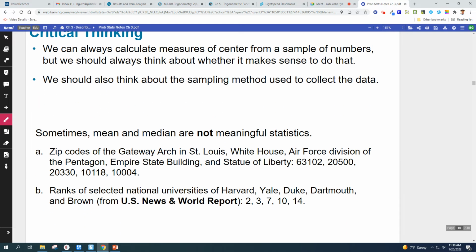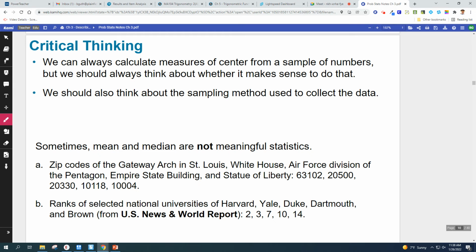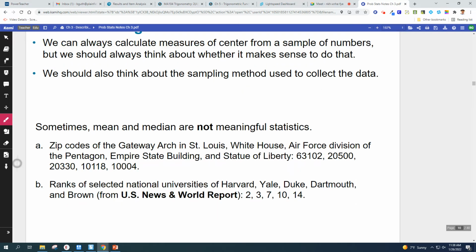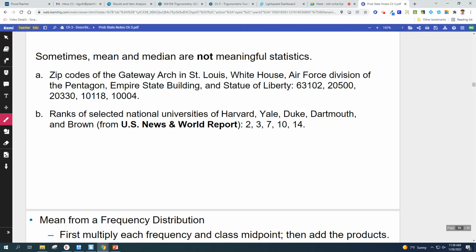Critical thinking. We can always calculate measures of center from a sample of numbers, but we should always think about whether it makes sense to do that. We should also think about the sampling method used to collect the data. Sometimes mean, median, and mode are not meaningful statistics. Part A, there it says zip codes, and they list off some zip codes. It wouldn't make any sense to find the mean of those zip codes. You add up all those numbers, you divide by 5. That doesn't mean anything, okay? That doesn't tell us anything. So sometimes it's not meaningful.